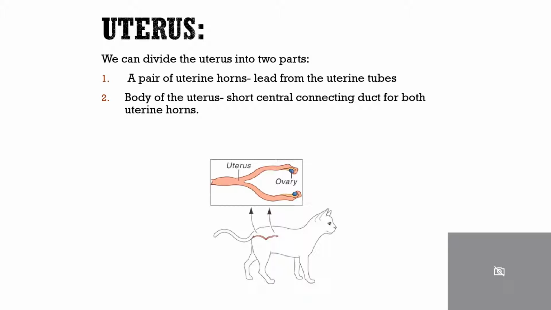uterus. We can divide the uterus into two parts: a pair of uterine horns that lead from the uterine tubes, and the body of the uterus, which is a short central connecting duct for both uterine horns.